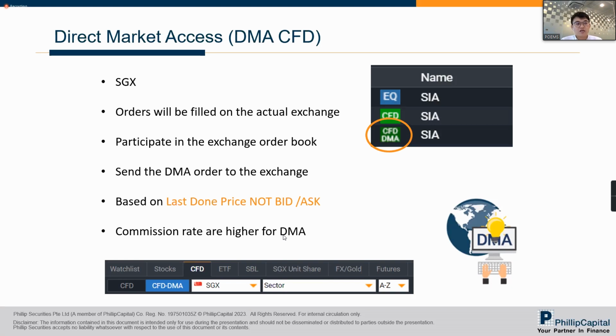So when you place the order, it just comes to us and does not go to SGX. You have an agreement with us only, Philips. But if you place a DMA trade, the order will go to the actual exchange, which is SGX. So you participate in the exchange order book, because we send the DMA order to the exchange based on the last done price, not bid or ask. The commission rate is higher for DMA compared with a normal CFD trade.